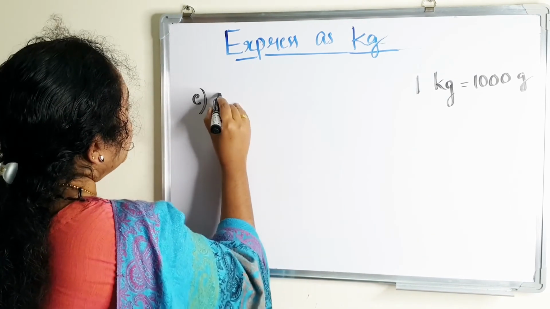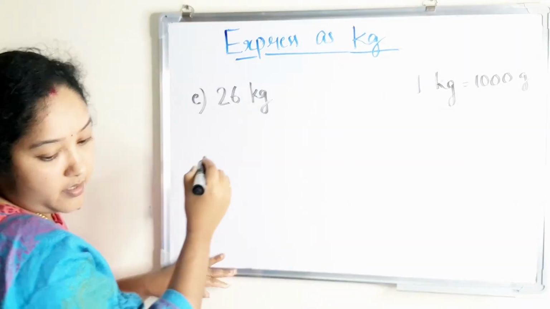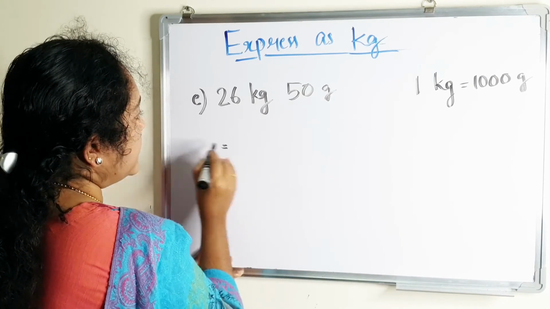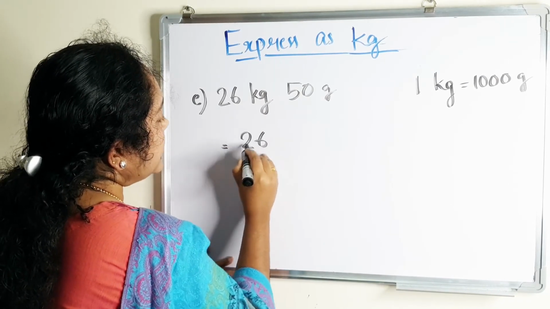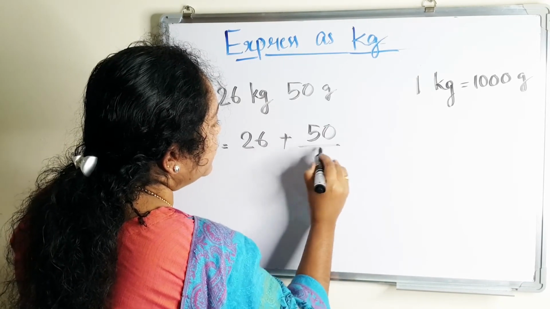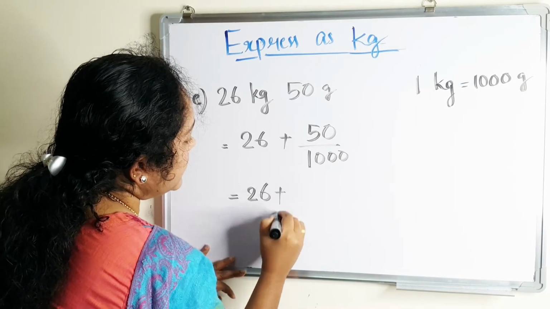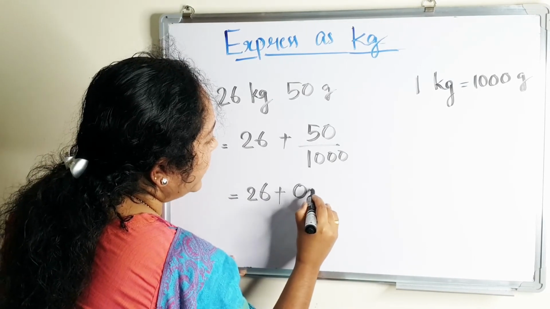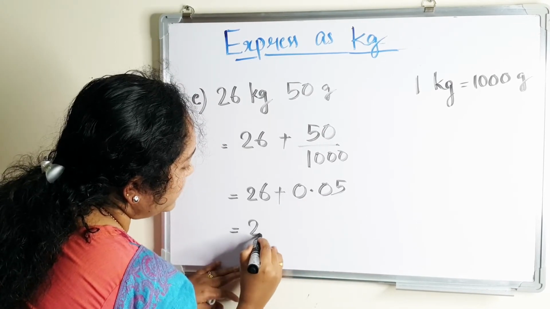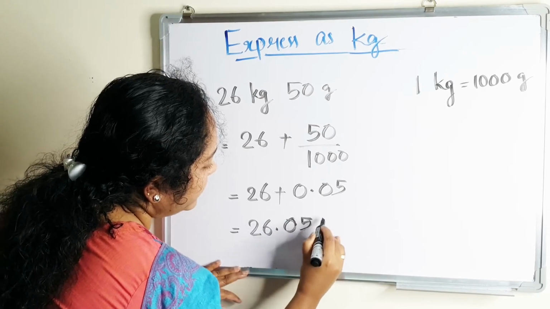Last question is 26 kilogram 50 gram. That is equal to 26 plus 50 gram, which is 50 by 1000. That is equal to 26 plus 0.05, which is equal to 26.05 kilo.